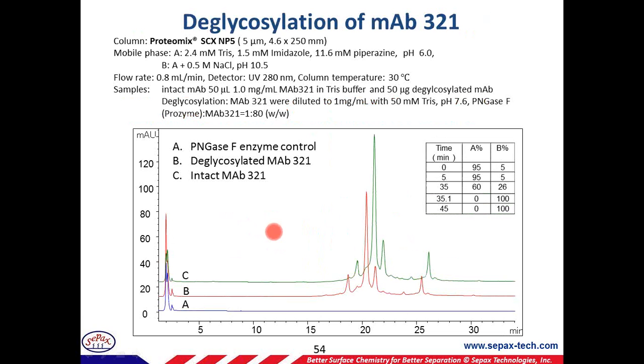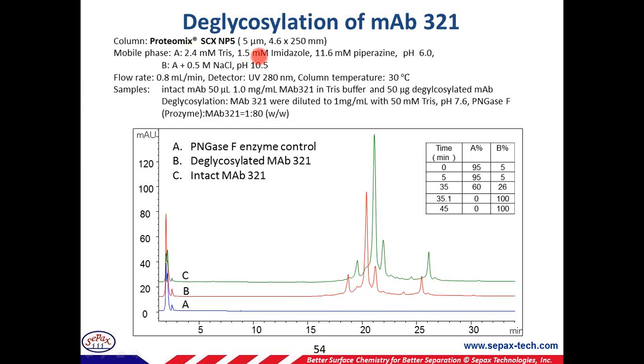Deglycosylation. A lot of people deglycosylate a mAb and study the glycosylation here. We just want to see what kind of variant profile we get for this mAb after removing the glycosylation. There's no peak for the enzyme control here, and for the deglycosylated trace here in comparison to the intact mAb, we can see all the peaks were shifted earlier.